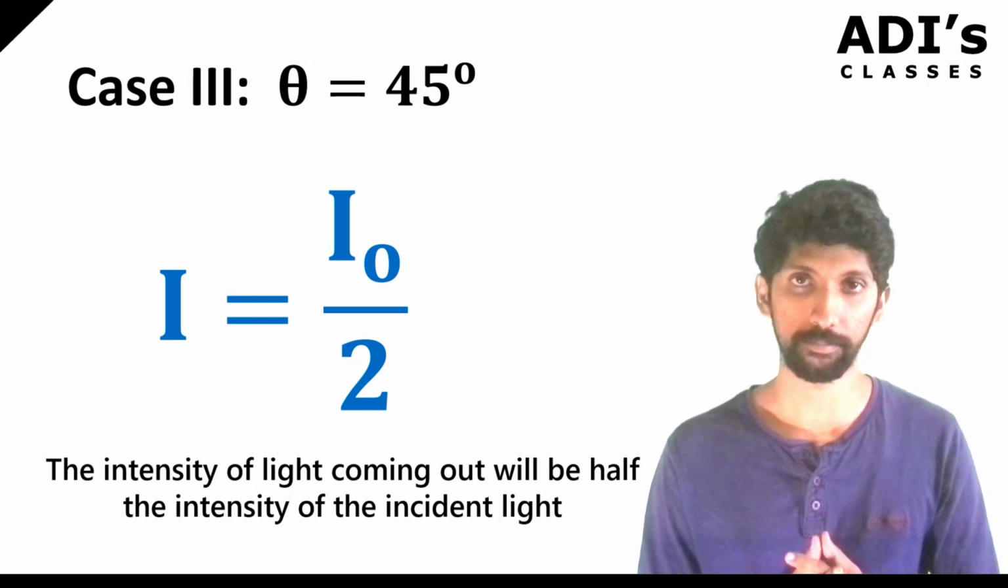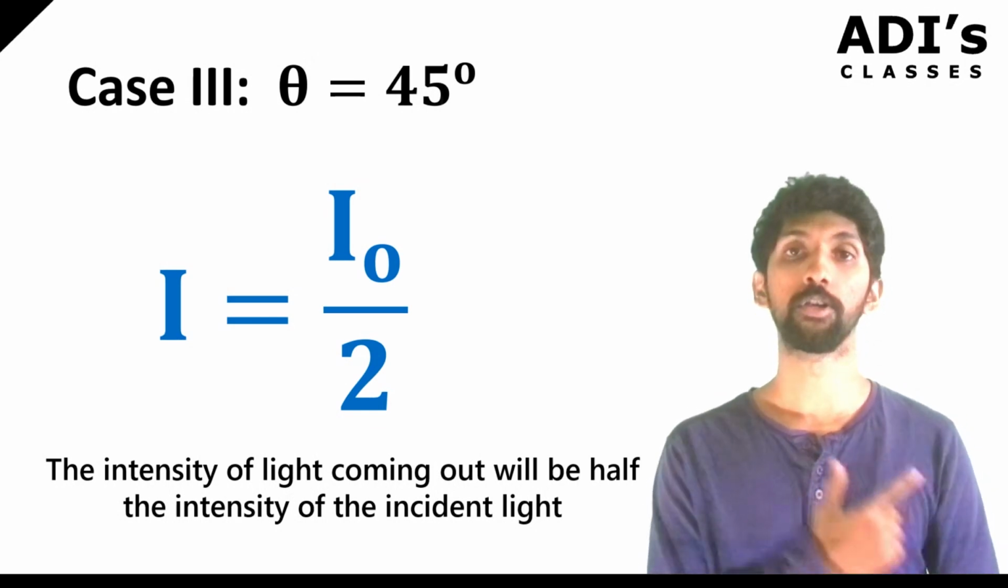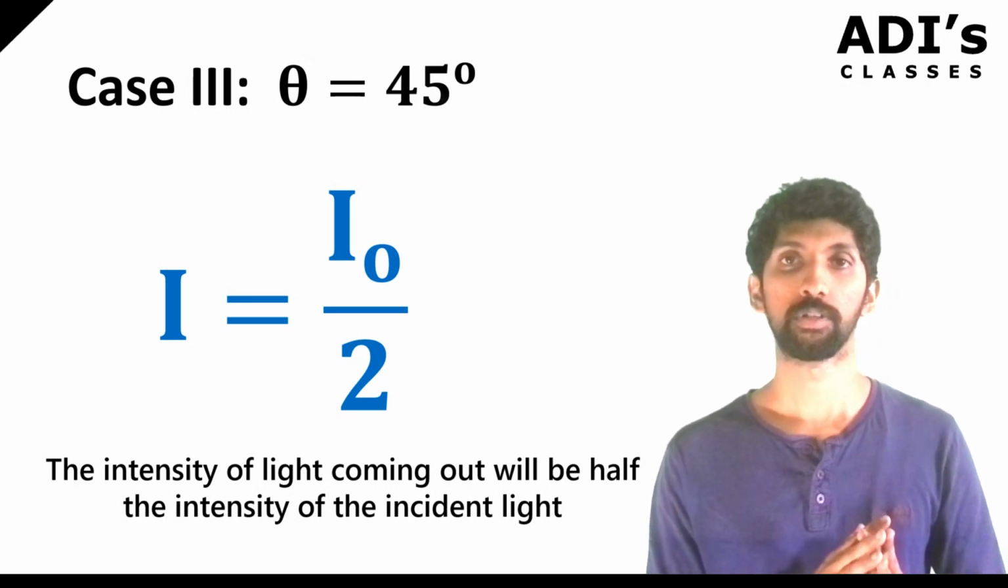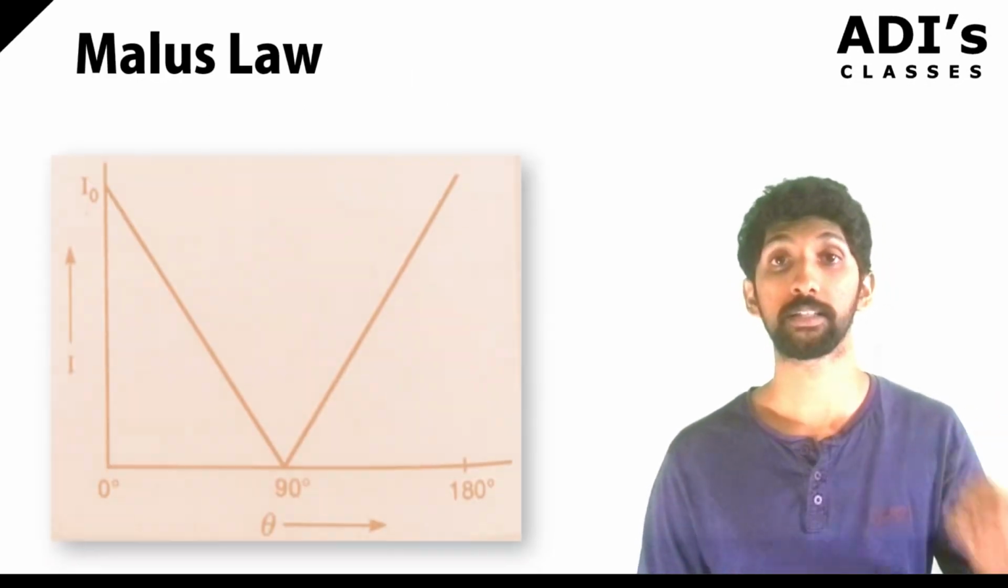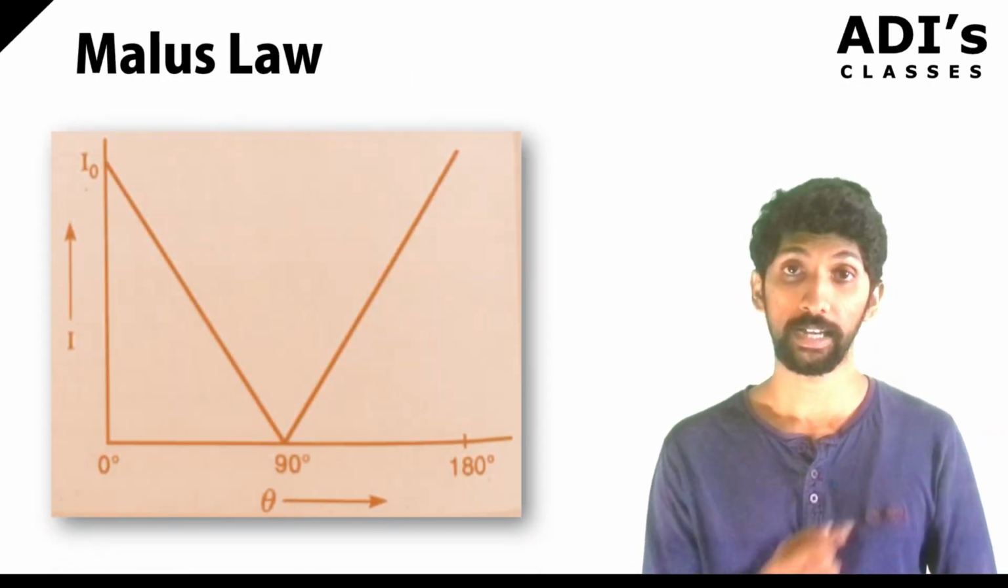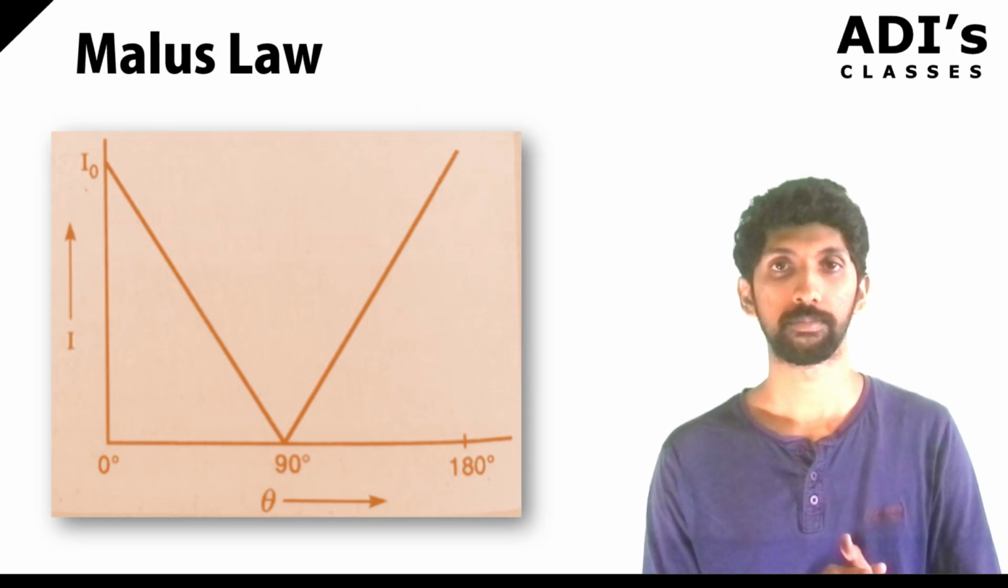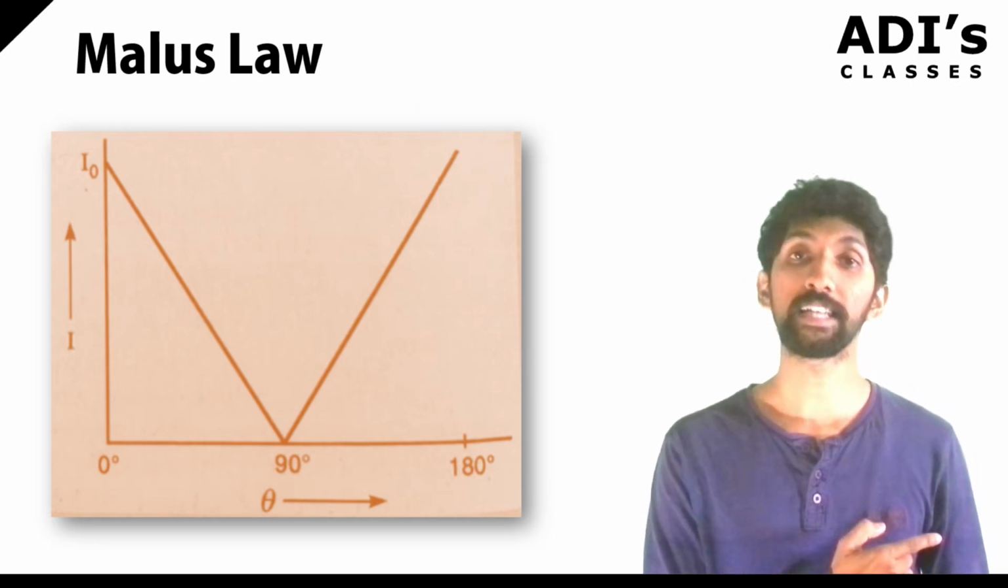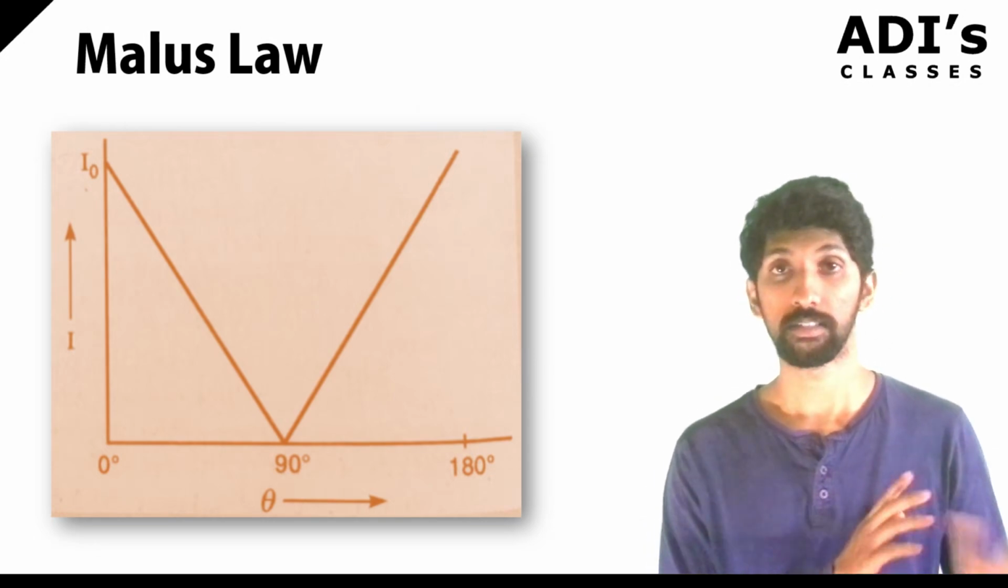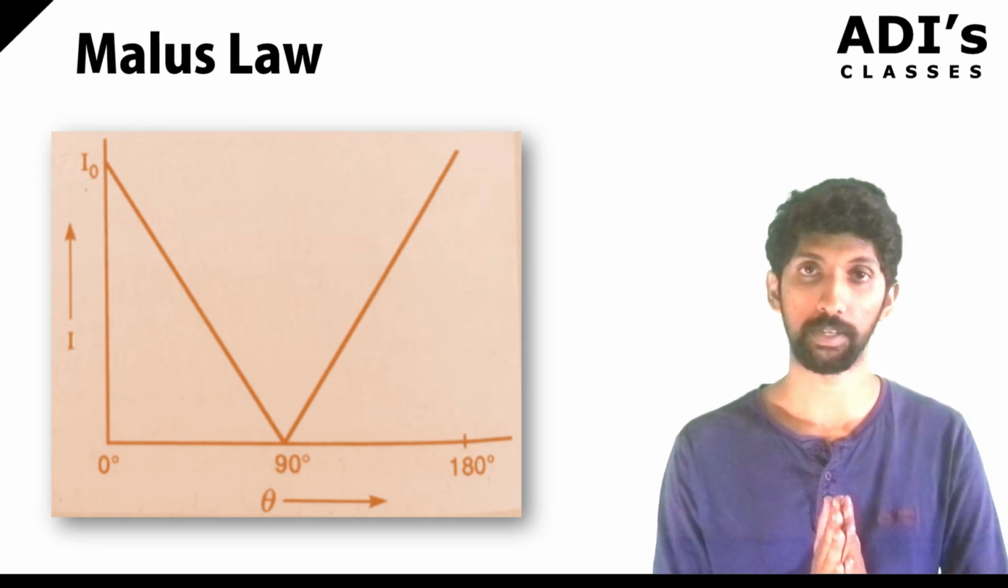Around 40% reduction is what usually is recommended. All right, so if you look at the graph, this is how it goes. At 0 degrees it's maximum, at 180 also it's maximum. At 90 it is 0. So this is how the intensity varies with theta, with theta on the x-axis and intensity on the y-axis.